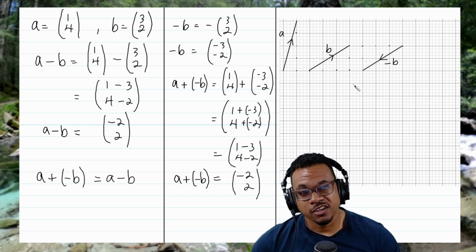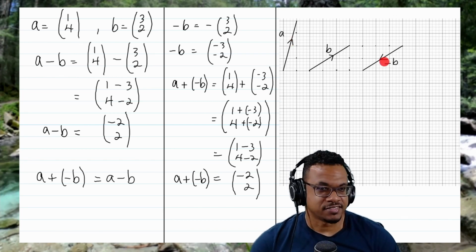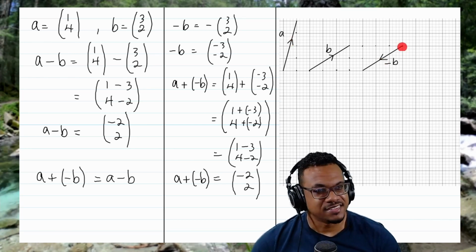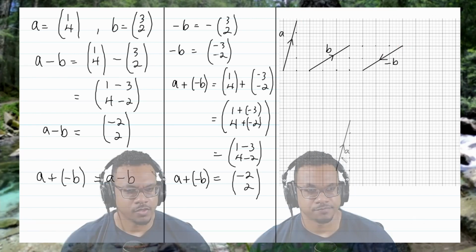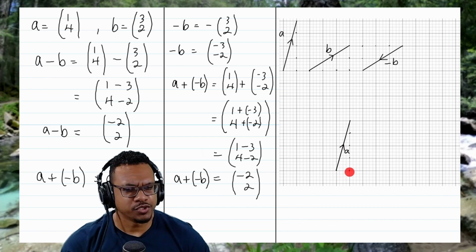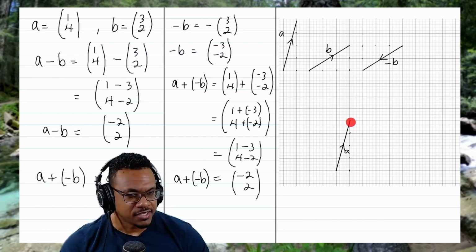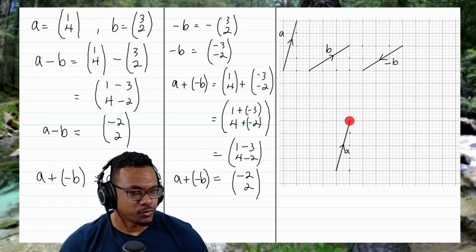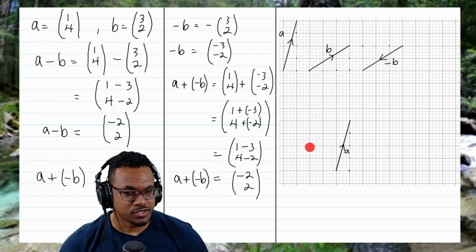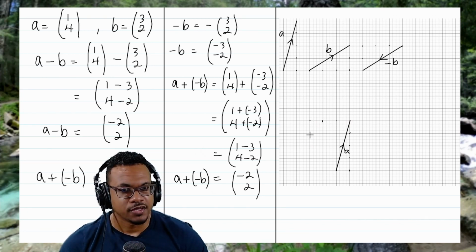So now, using the triangle law to add vector A to vector negative B, we'll connect the tail of vector negative B to the head of vector A. So here I have my vector A, 1 unit to the right and 4 units upwards. And now at the head of vector A, I'll put the tail of the vector negative B. So from this point, I'm going 3 units to the left and 2 units downwards. So 1, 2, 3, and 2 units downwards, 1, 2.